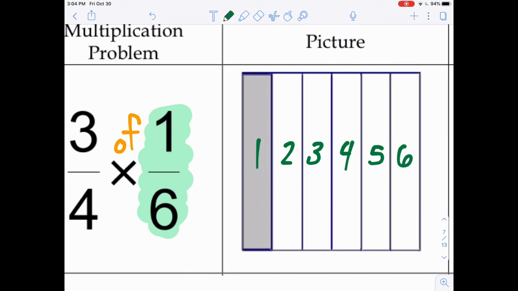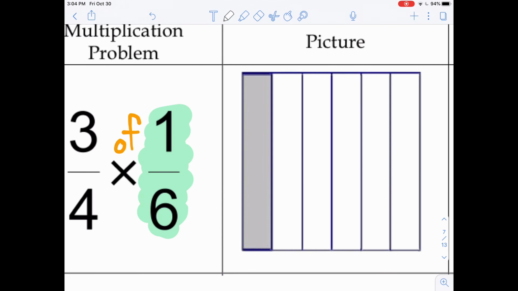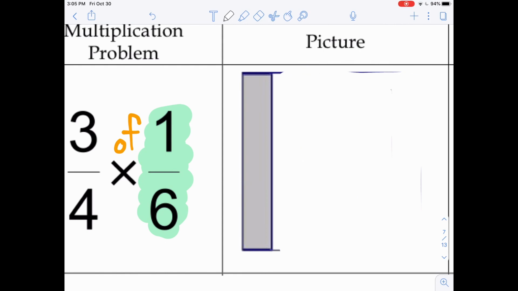There are 6 parts. If I want to find 3/4 of a sixth, then the very first thing I have to do is ignore everything that's not that gray part. So when you come into class, I'm going to ask you to also ignore it, to cover it all up. Hopefully you can do it a little faster than what I'm doing right now. Because all I want is 3/4 of this gray piece.